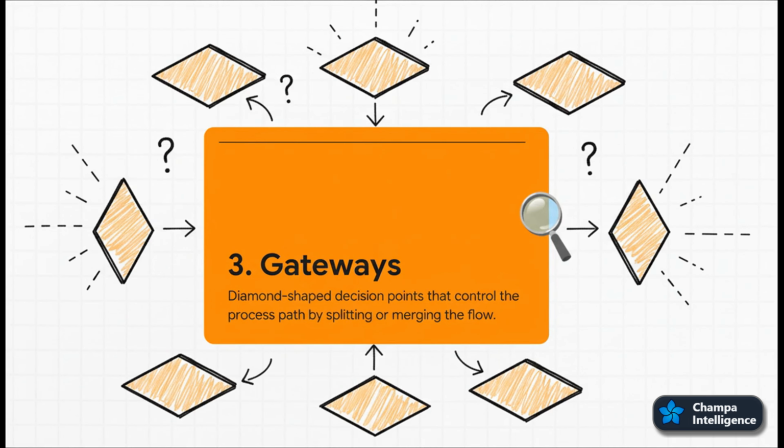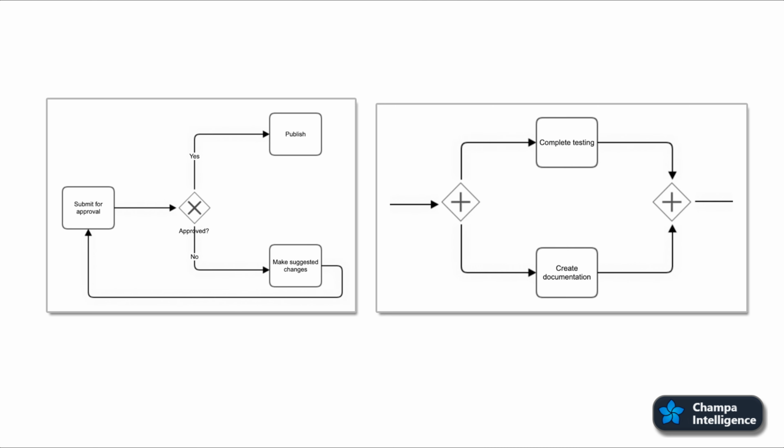Okay, now for the brains of the operation, gateways. These are the diamonds, and they act as the decision points that control where the process goes next. They ask the questions and direct traffic based on the answers. There are a few different types of gateways, but honestly, you really only need to know these 2 for now. The key is to look at the symbol inside the diamond. An X means it's an exclusive gateway, and a plus sign means it's a parallel gateway.